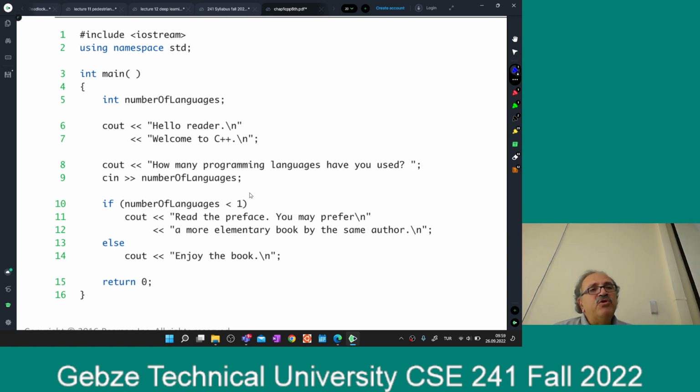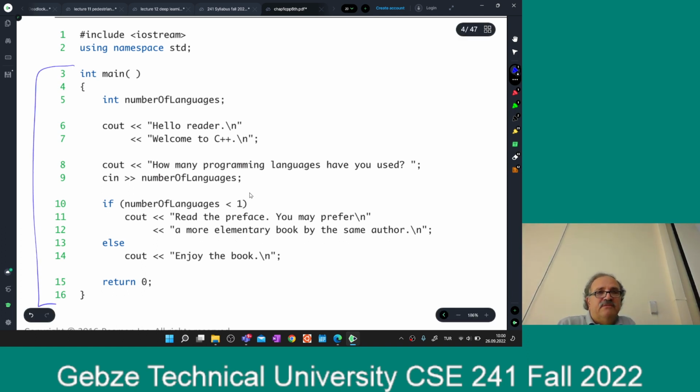Line number 2 is something that we did not use before. It's a namespace statement, and I am going to skip it for now. Just ignore it. We will talk about it. In fact, there is a complete chapter about namespaces. Namespaces are not necessarily part of the object-oriented programming paradigm, but usually we use them with object-oriented programming languages.